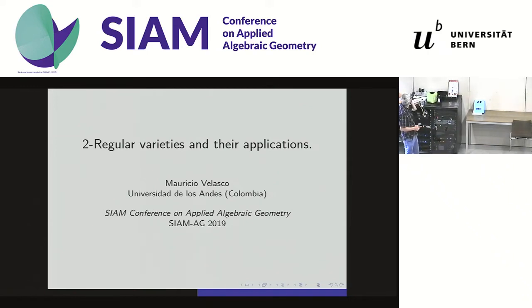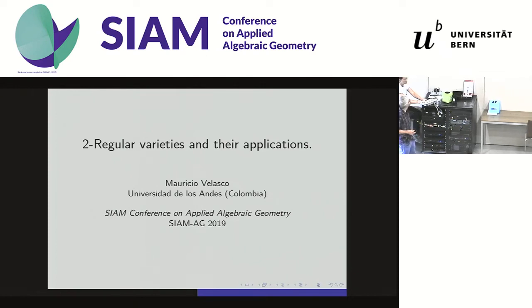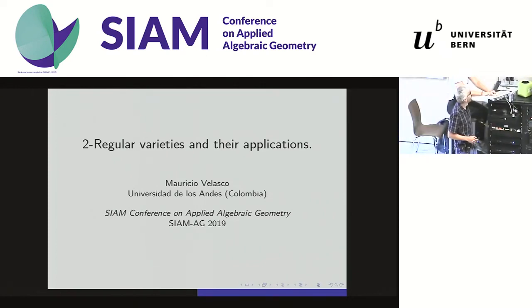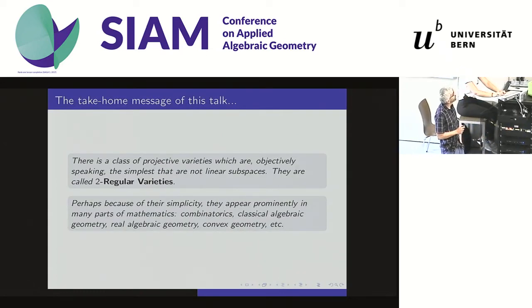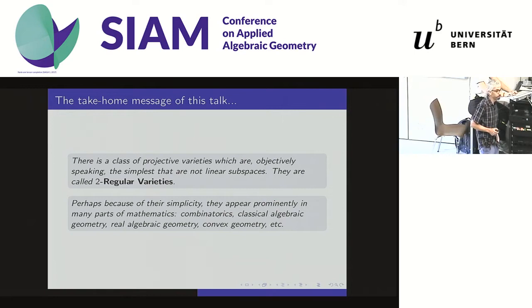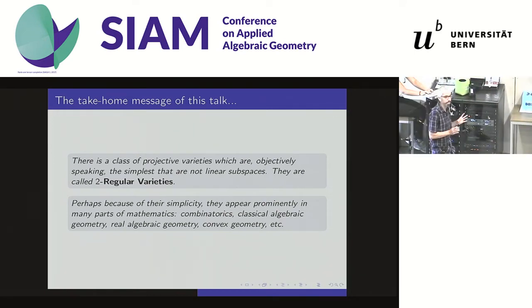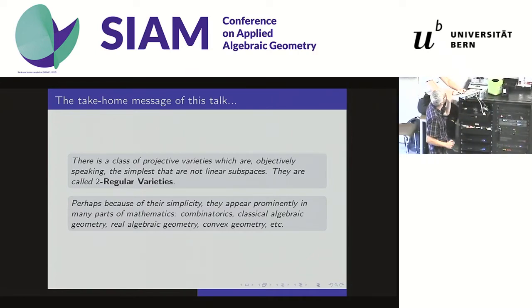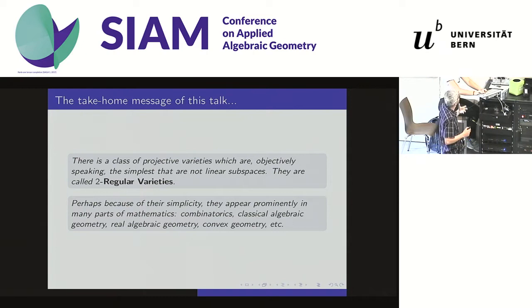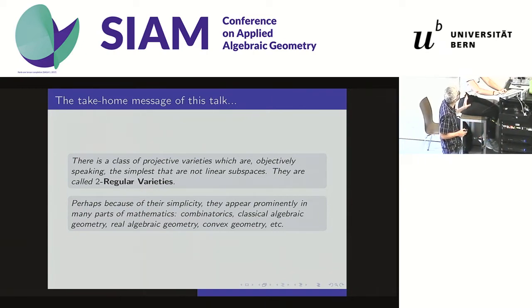So the title of my talk is Two Regular Varieties and Their Applications. And I am going to begin sort of from the end of the talk. I want to begin with the take-home message of the talk to make sure that no matter what happens in the next 50 minutes, there is something that you bring with you. Because I think that there are two important ideas, which is what I will try to convey, but I don't know if I'll succeed. So let's state them bluntly.